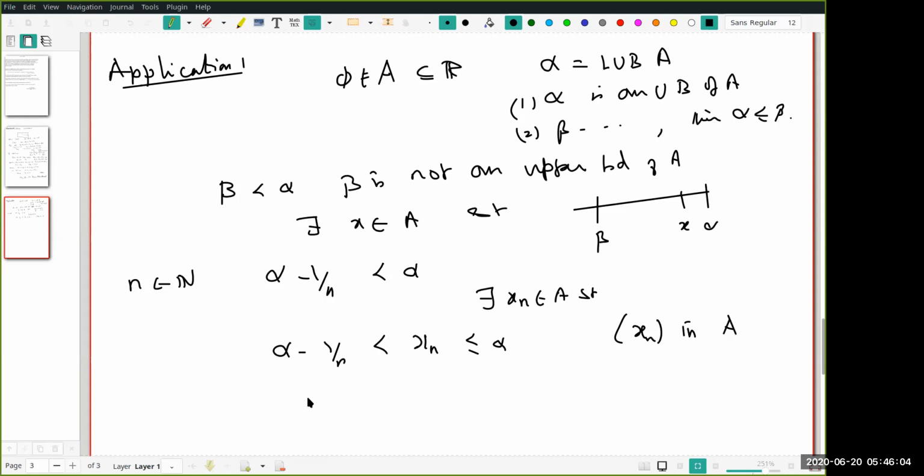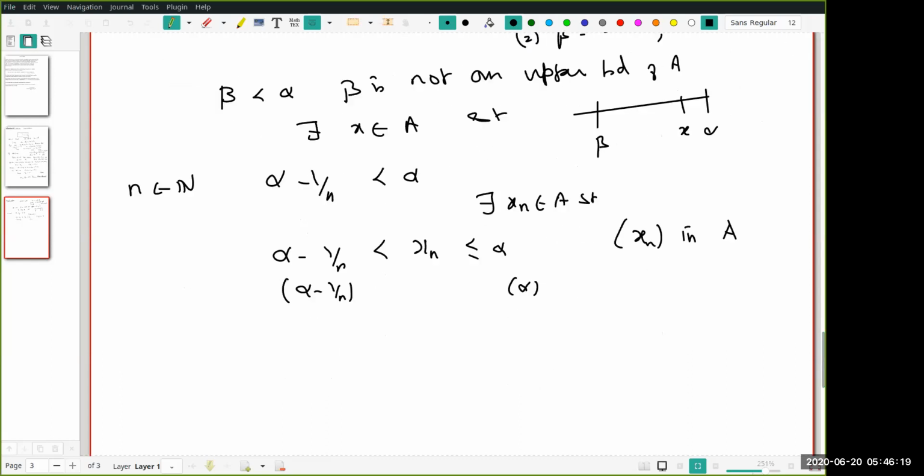Now I have a sequence, and it is sandwiched between two sequences. What are the two sequences? This is the constant sequence alpha, and this is the sequence alpha minus 1 by n, right? So this is like my an, and this is like bn. So where does this converge? This sequence converges to alpha. This sequence, of course, converges to alpha. Therefore, what do I conclude? I conclude the sequence xn converges to alpha.